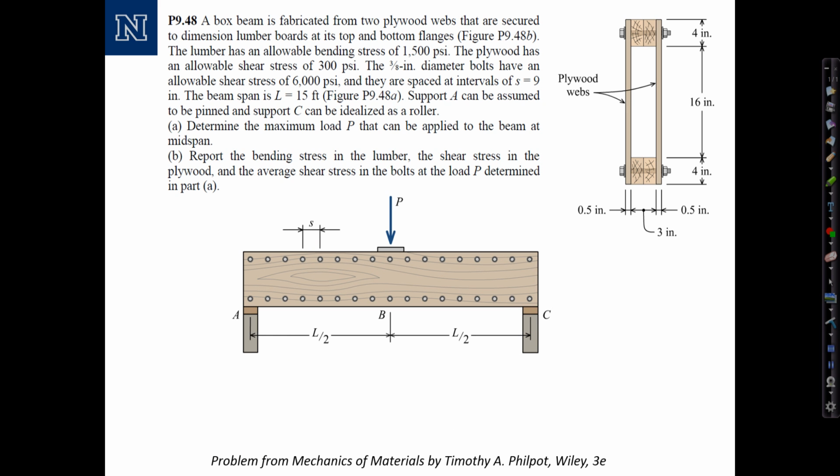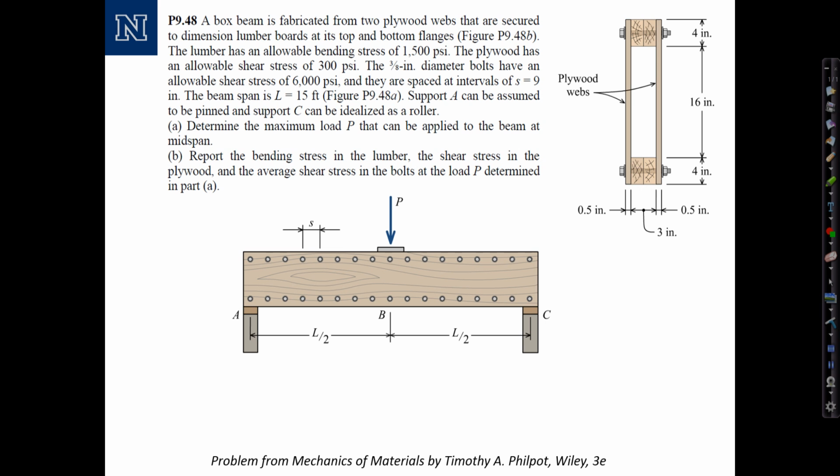I chose this example because it is a design-like problem where we have to look at several different considerations that may govern the design. The problem statement reads, a box beam is fabricated from two plywood webs, these are the plywood webs, that are secured to dimension lumber boards, these are the lumber boards, at the top and bottom flanges. The lumber has an allowable bending stress of 1500 psi.